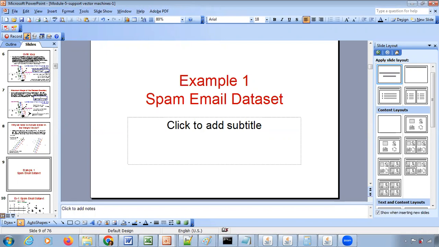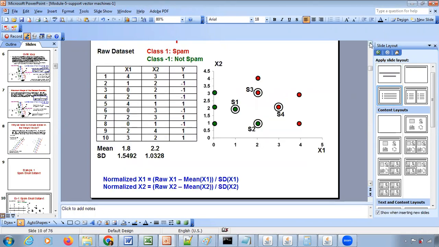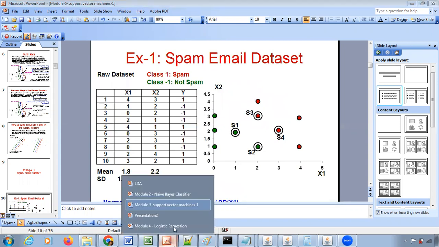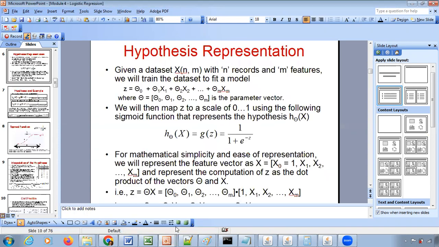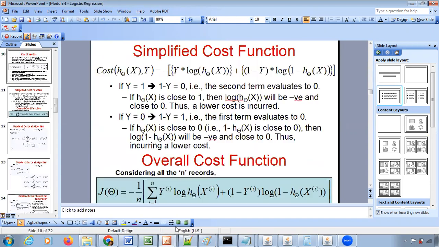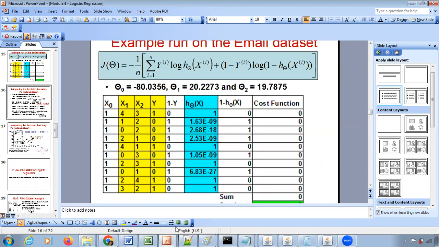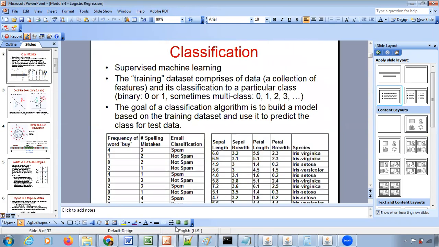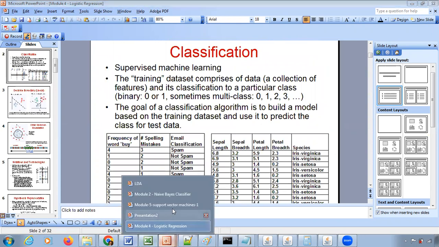Okay, so now we'll start looking at modeling a data set using a support vector machine. So let's use the same spam email data set that we saw in the case of logistic regression and see how we come up with a model for this data set. So we have two features there. X1 was probably the number of occurrences of the word buy, I believe. And X2 was the number of spelling mistakes in the email. Yes. So those are the two features.